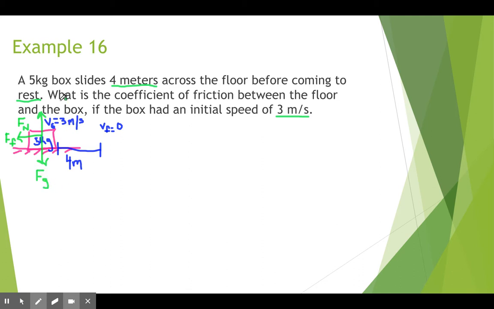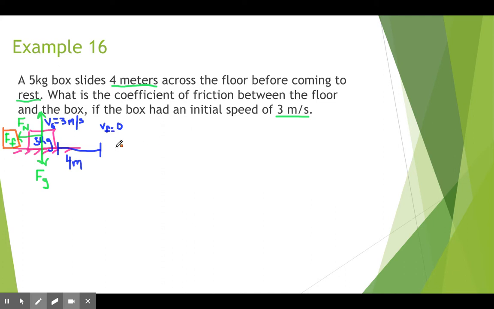Okay, so once the object is released, if it's sliding and slowing down, the acceleration is going to be negative, meaning the net force has to be in the opposite direction. So the only force technically acting on this object is the force of friction. That force is going to cause the acceleration. It also causes the change in energy of the object.